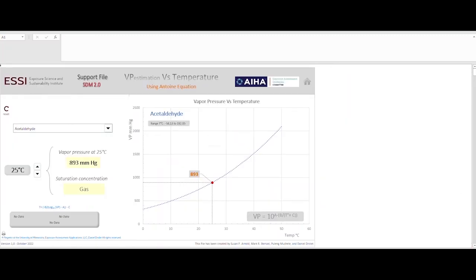To change the temperature on the calculator, the user toggles the up or down arrow located on the left of the temperature value. To illustrate why it is so important to use the vapor pressure at the relevant surface temperature of the chemical, watch how the vapor pressure changes in this demonstration as the temperature increases. Notice that the vapor pressure nearly doubled when the temperature was increased by 10 degrees.